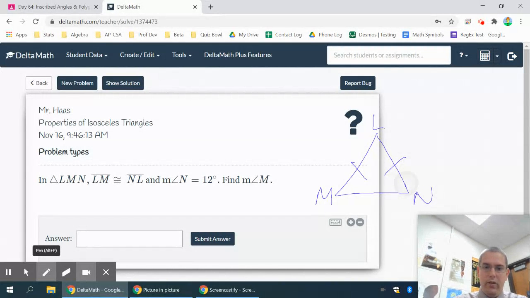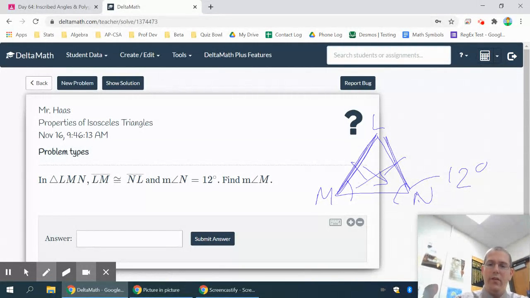Well, this angle here is 12. And it wants to know the measure of angle M. Well, the base angles of an isosceles triangle are equal because anytime you have a triangle, if a pair of sides are equal, since this side is equal to this side, the angles opposite those sides, in this case N and M, would be equal. So M is also 12.